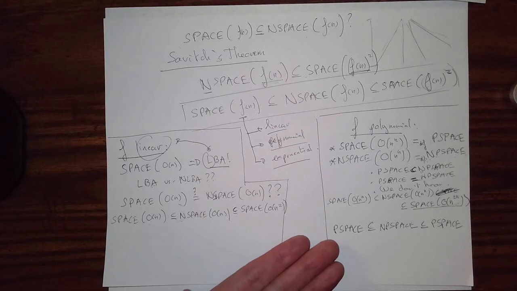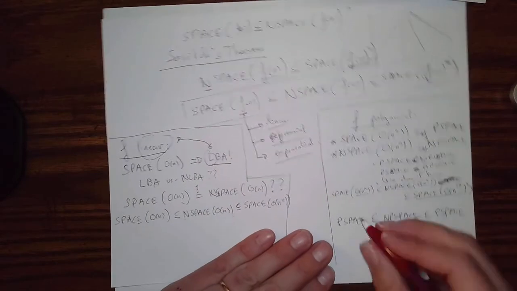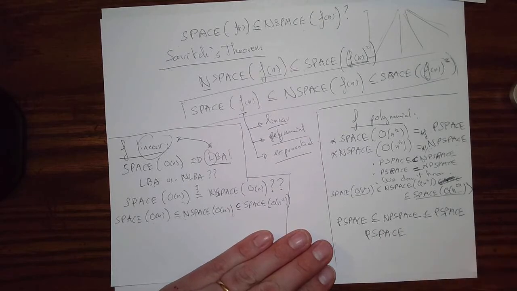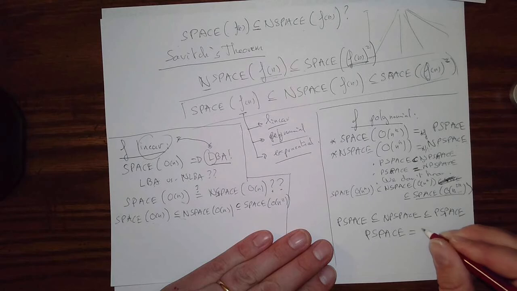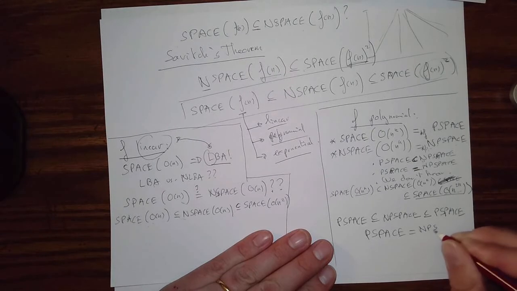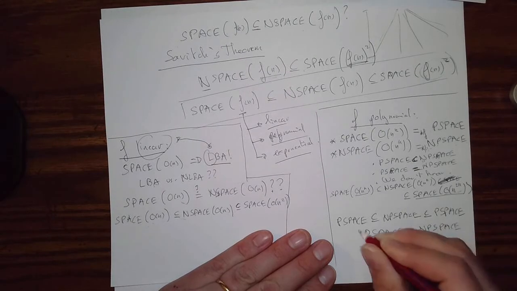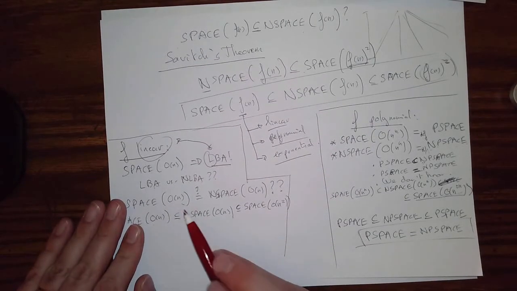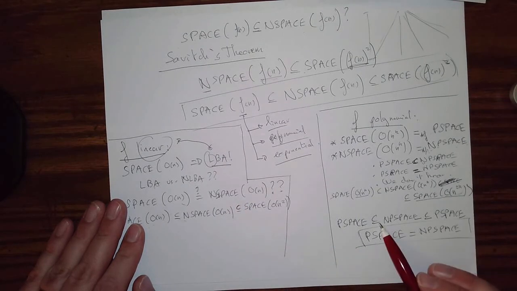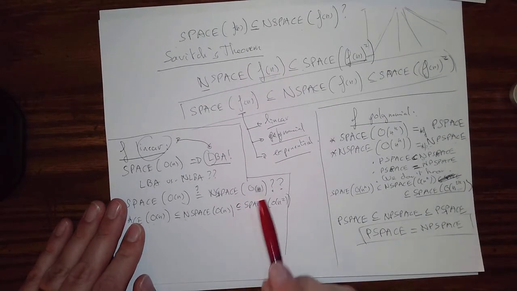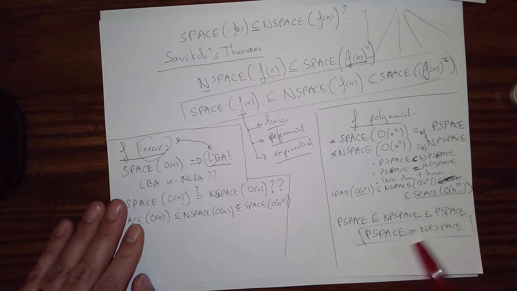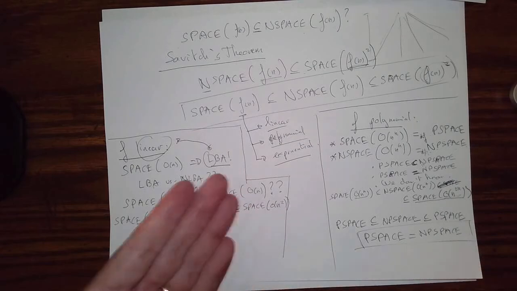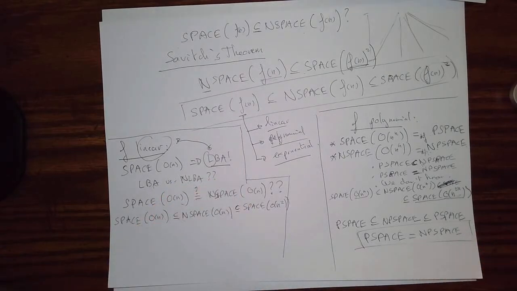So this is NPSPACE equals PSPACE, right? That's the obvious result of that. So PSPACE equals NPSPACE. So that's a very interesting result because this differs from what we had with the linear space, or what we have with the polynomial time, right? In both, we didn't know. Here we know. Again, I'm trying to explain the reasoning here.